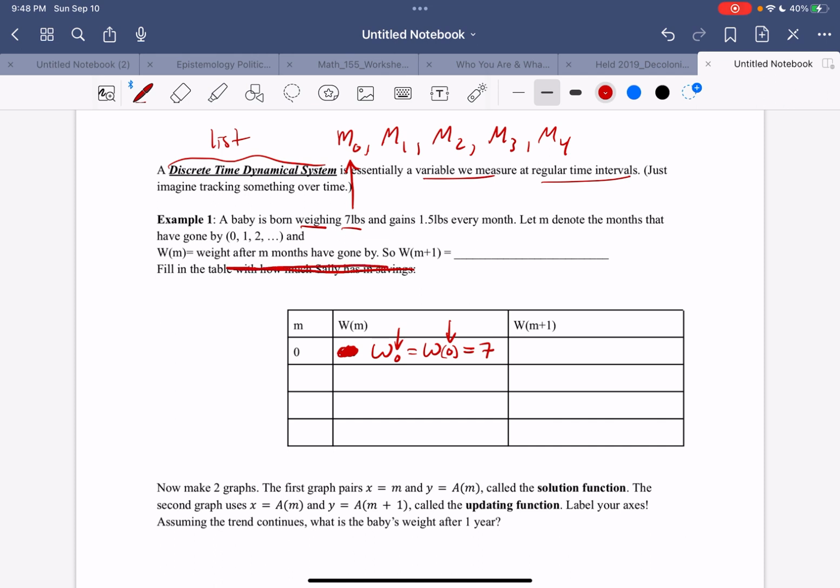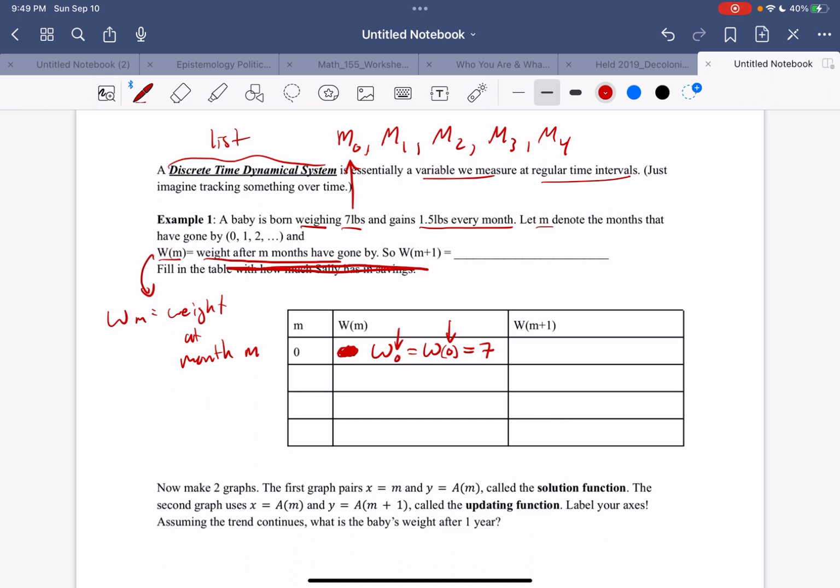All right. Similarly, we're not talking about how much Sally has in savings. That's from an old one. Okay, so a baby's born, it weighs 7 pounds. It gains 1.5 pounds every month. Let M denote the months that have gone by, and then W of M be the weight after M months have gone by. Now, you could also, I wrote it down like that, but we could just say WM is the weight at month M, okay? So at month 0, aka birth, 7 pounds.